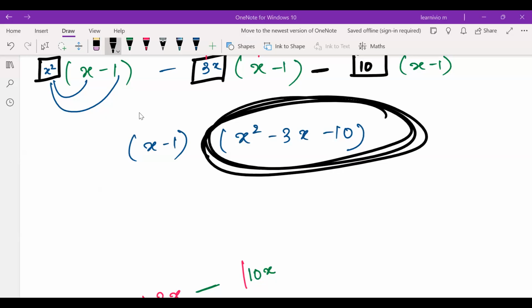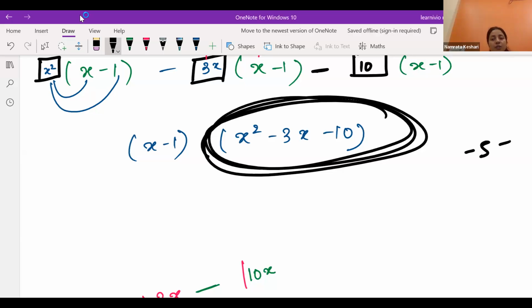We split the middle term, and I think we'll take the factors as minus 5 and plus 2. Yeah, we will be taking minus 5 and plus 2, right? Minus 5 plus 2. Yes.